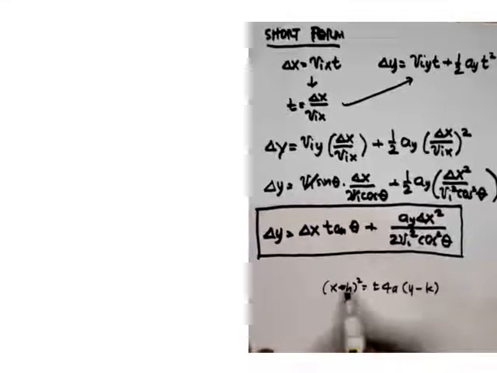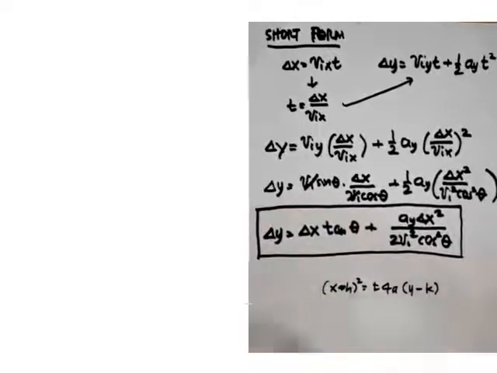Ayan. So, x is quadratic and then y is linear. So, kaya naging parabola yung ating trajectory. Kasi yung equation na to is parabolic.